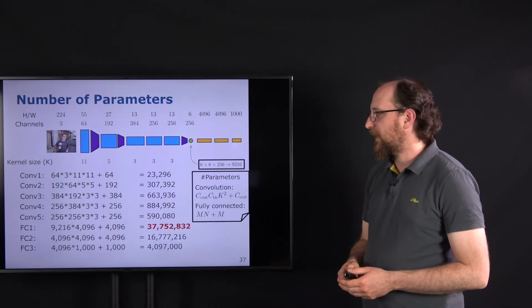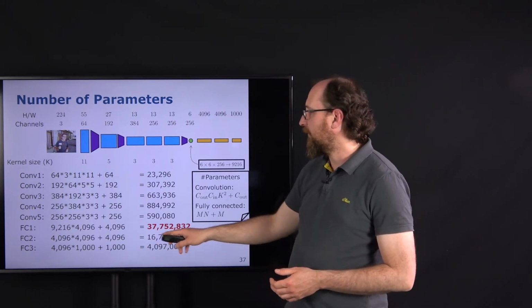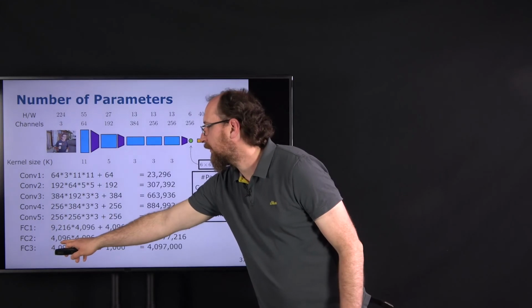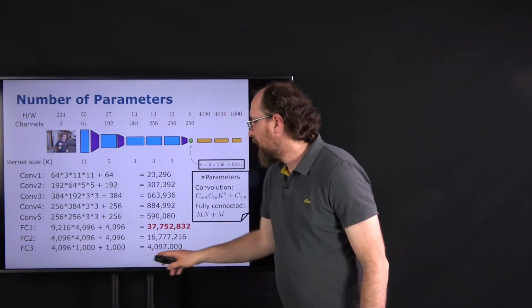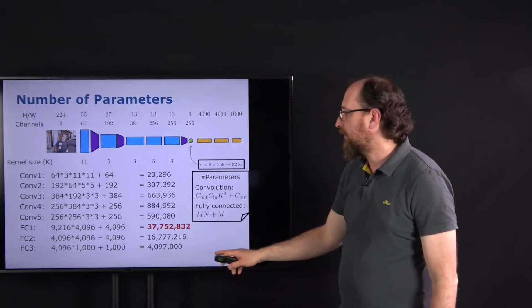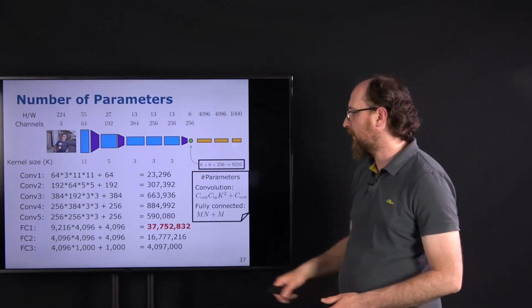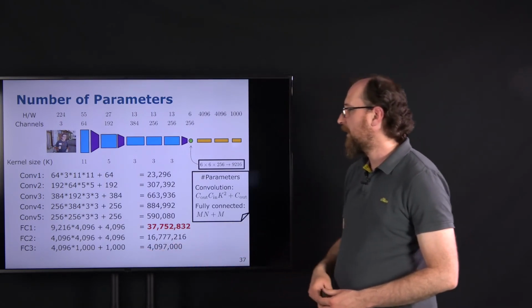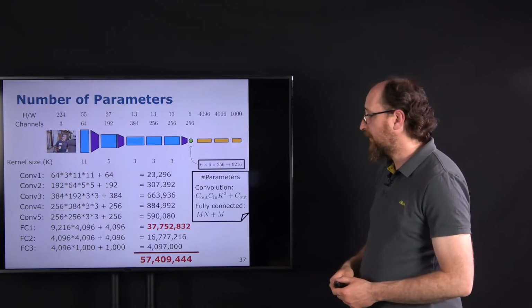For the other fully connected layer, we have input 4096 and output also 4096. So that means we have here 16 million parameters, and then the last layer reduces this to 1000, so we only need roughly 4 million parameters. Which gives us in the end, when you sum it up, about 57 million parameters.